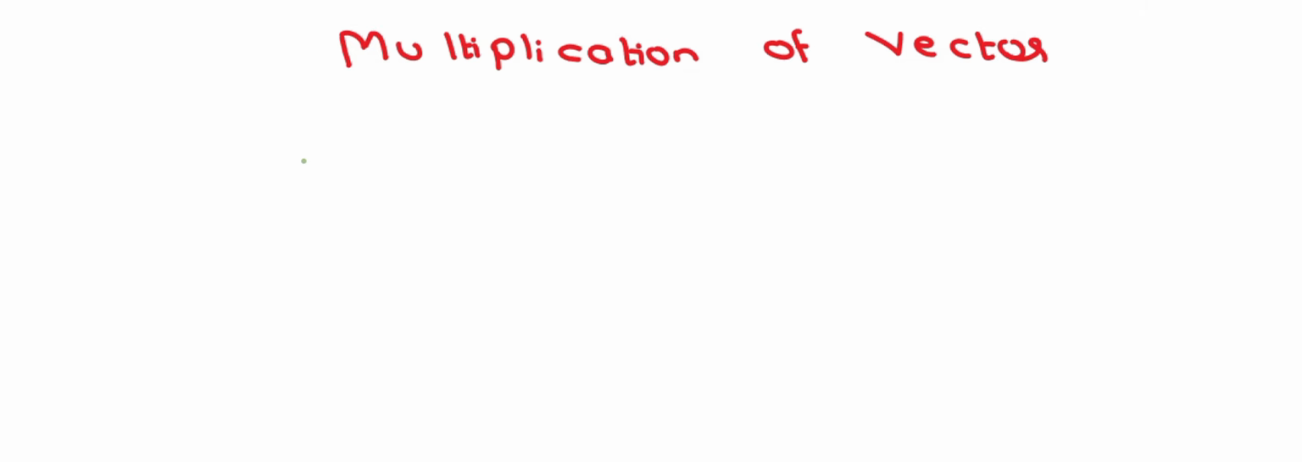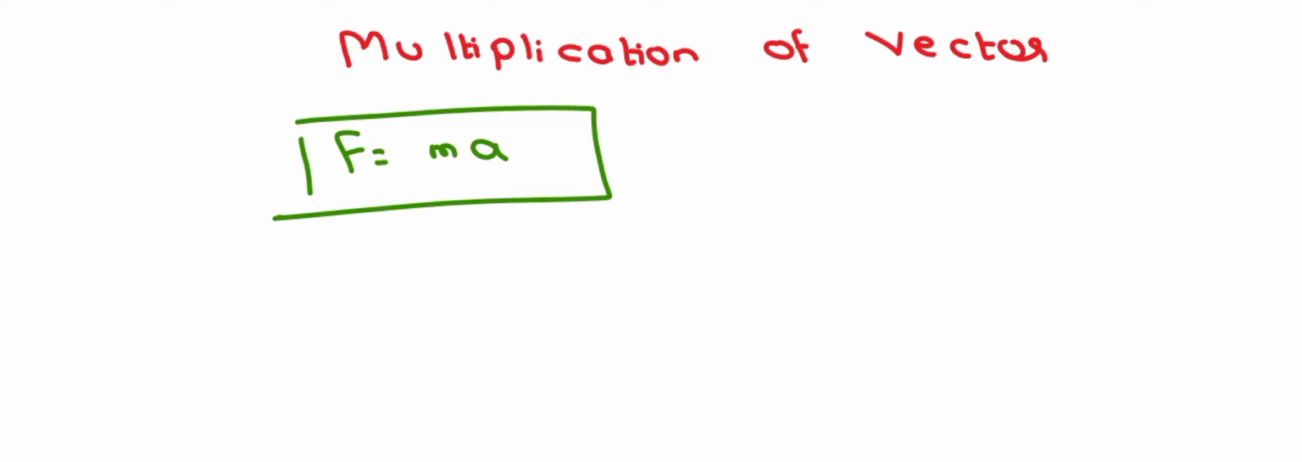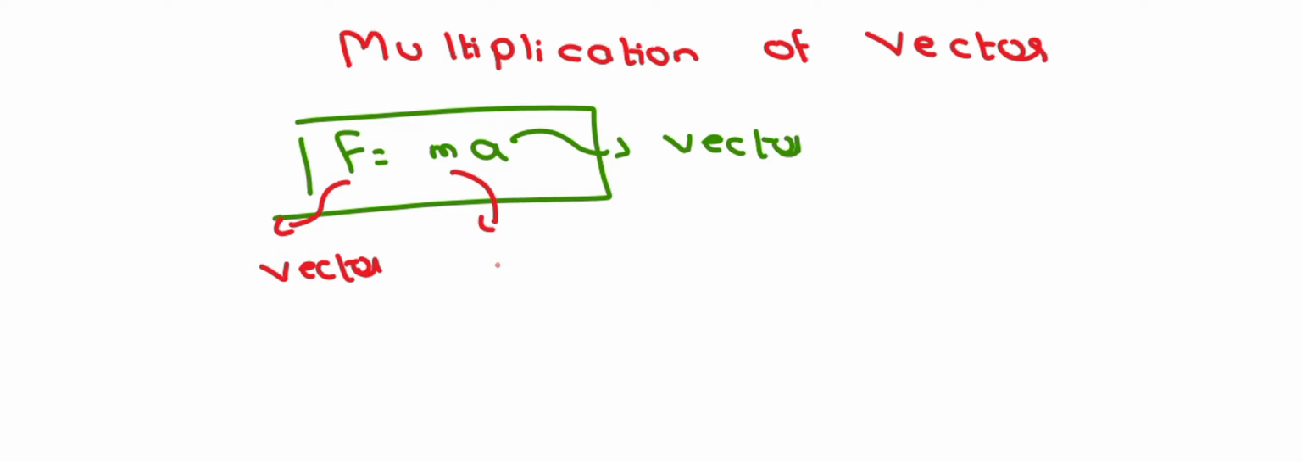According to Newton's second law of motion, F equals ma, and this law is also known as the law of acceleration. The a present here is the acceleration, and it is a vector quantity. The F present here is the force, and itself it is a vector quantity. The m present here is the mass of an object, and it is a scalar quantity.